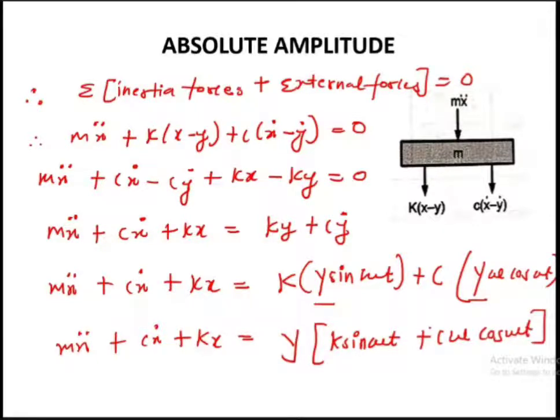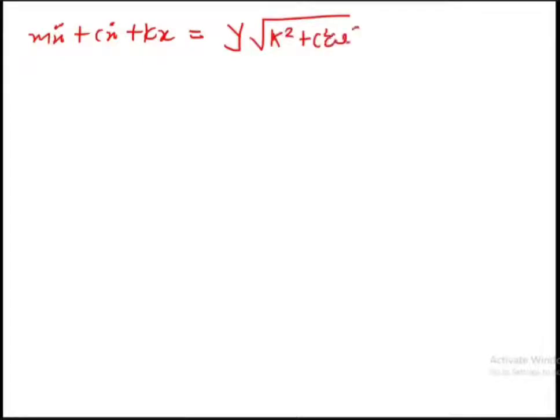Okay. Now we will do a slight modification. What modification will we do? We will multiply some factor to this right hand side equation. So let me consider that factor. So I can consider this as m x double dot plus c x dot plus k x is equal to, now let me use this factor. This factor we have got from the vector diagram. What is that factor? Already we have studied this factor in the last lecture. So that factor is nothing but the square root of k square plus c square omega square.